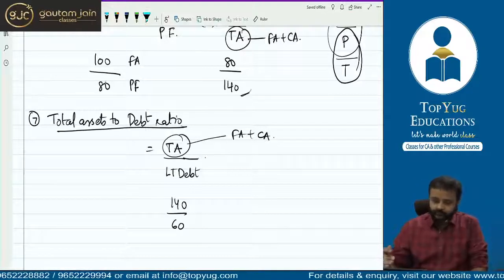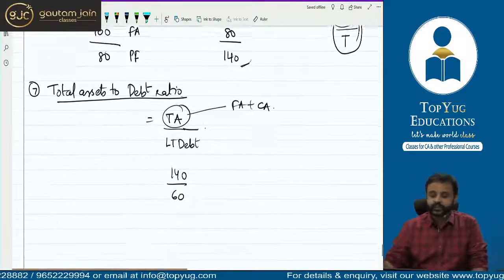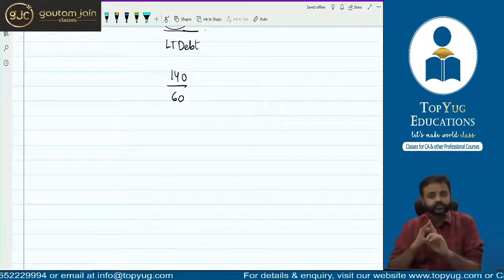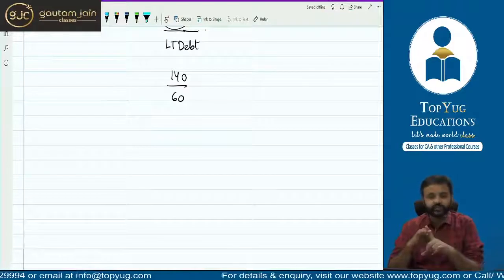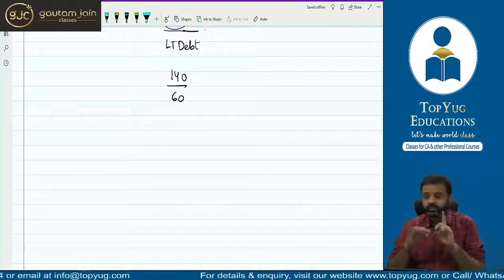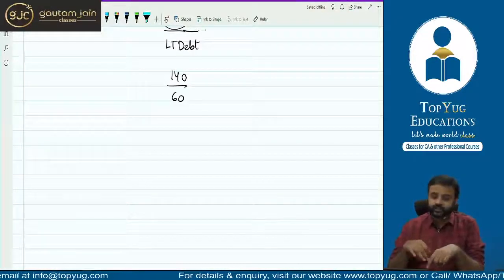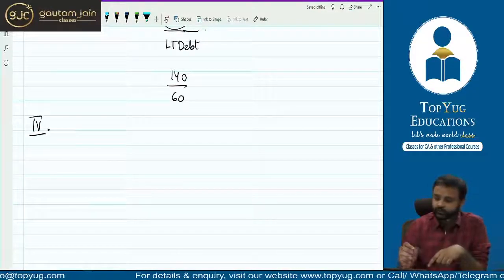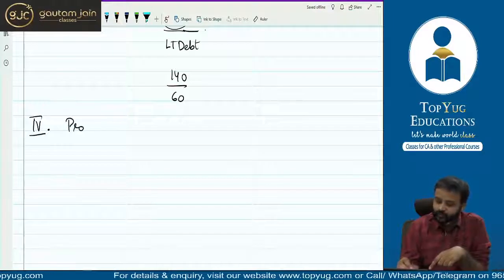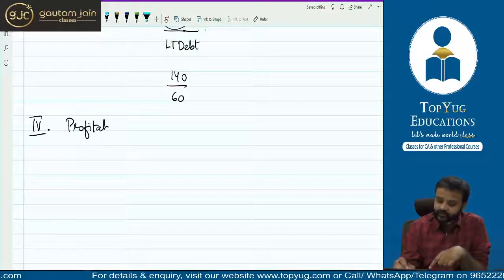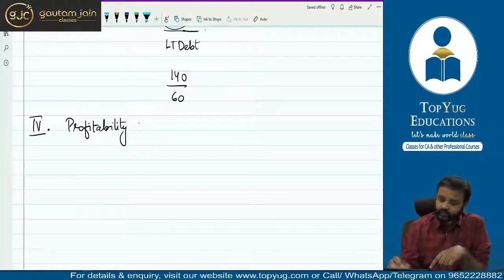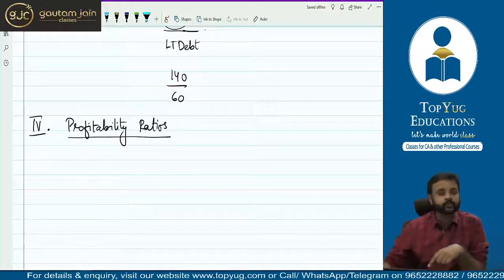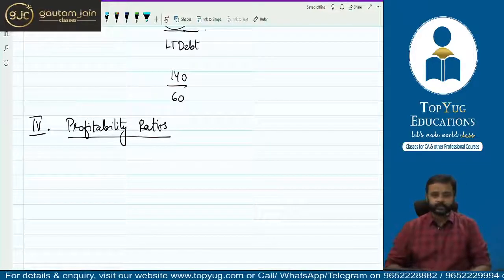Okay, sir. So this is how we have completed now the third set of ratios. First one was cash position ratio, second one was liquidity ratio or working capital ratios, third one was capital structure ratios. Now let's go for the fourth one. And fourth one is profitability ratios. After this we'll see turnover ratios and then some other ratios. Okay, right.